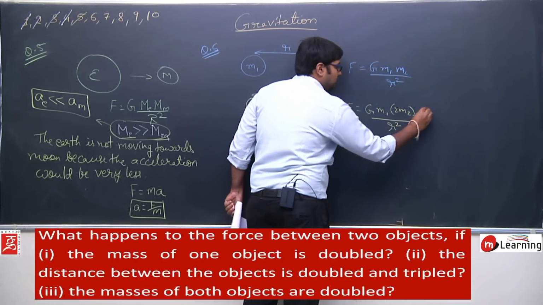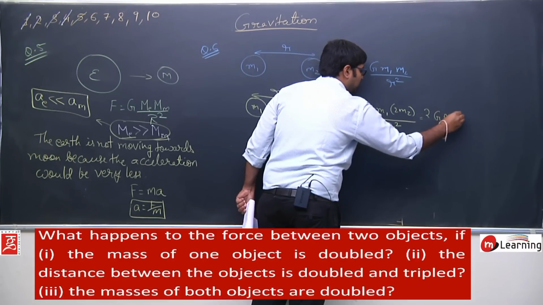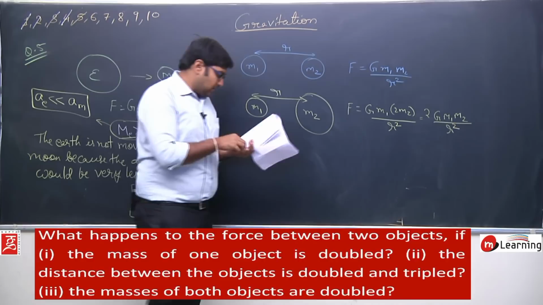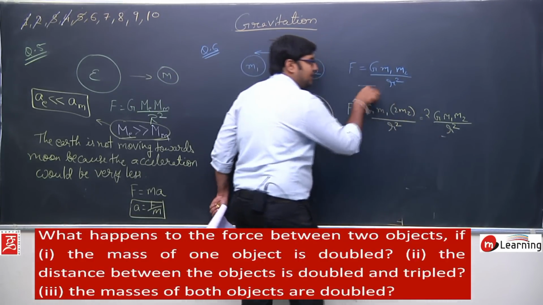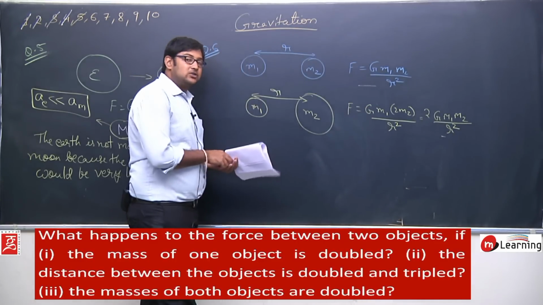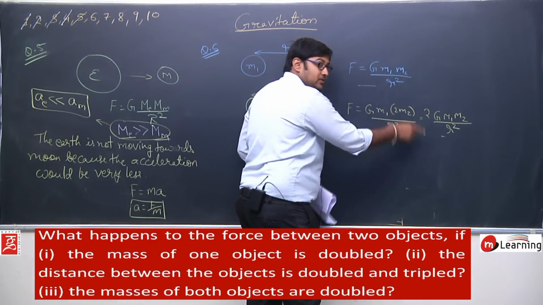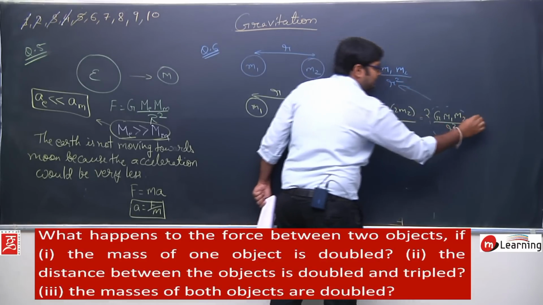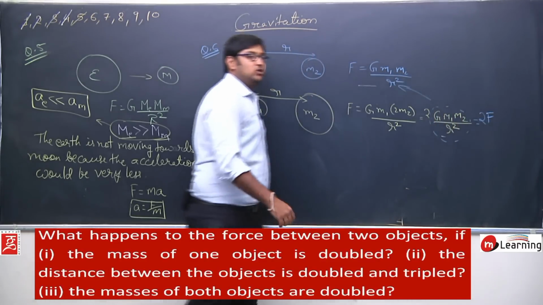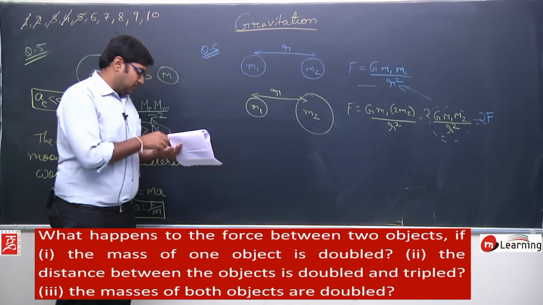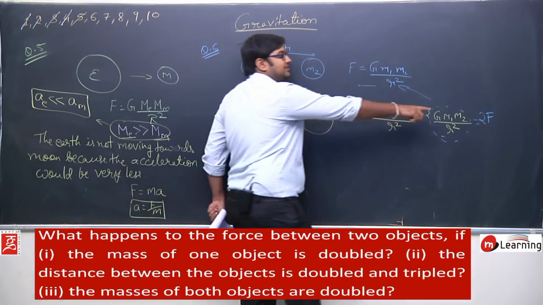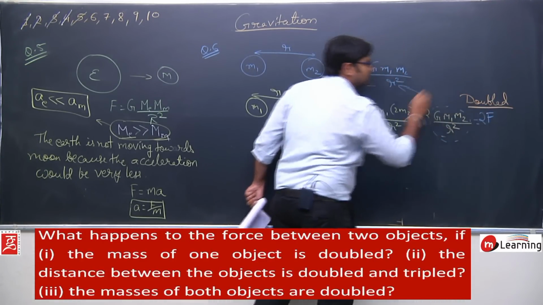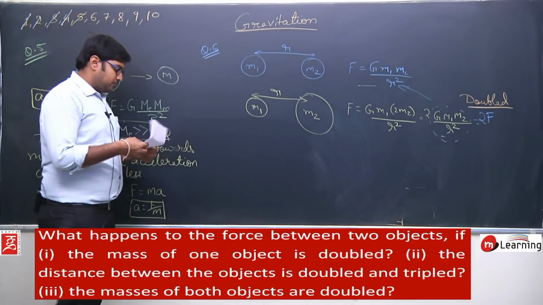Now you can write this as 2 times G m1 m2 upon r square. I can take 2 outside. Now compare these two expressions. You will find that G times m1 m2 by r square is common in both. So I can replace this expression with this one and I will get 2 times F. So what will happen if the mass is doubled? The force, you can see, is 2F, which means the force is doubled.